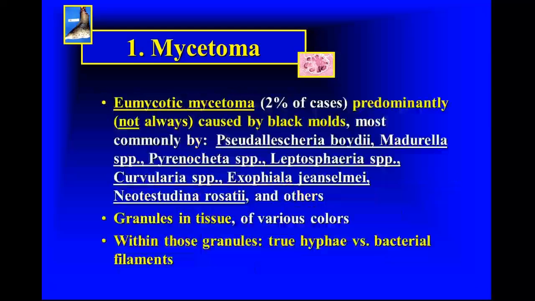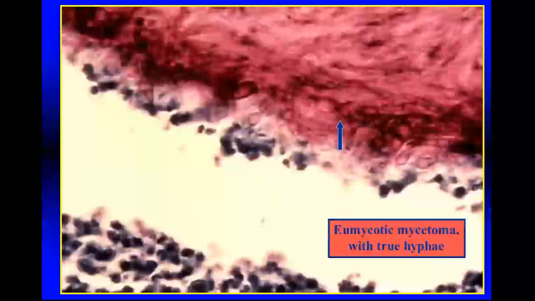The minority of mycetomas are called true fungal or eumycotic mycetoma. They're not always, but most cases are caused by black molds of multiple genera and species. The one you're going to remember is most common in this part of the world, that's Pseudallescheria boydii. The granules will have either true hyphae if they're eumycotic, or they'll be containing just the bacterial filaments if they're actinomycotic. This is a granule crushed, the ones that come out through those sinuses, and it has these large hyphae, 7 microns in width, because it's true fungal. We would only know what caused it if we can grow it.